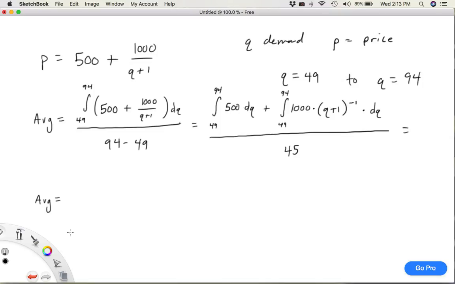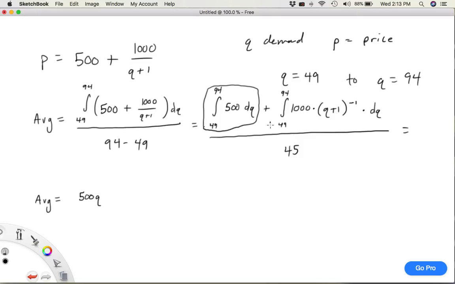So now what do we have for our average value? Well, actually, this piece is pretty easy to evaluate. It's 500Q, and then we'll evaluate that between 49 and 94. But we're going to do that at the end. We'll do that later.